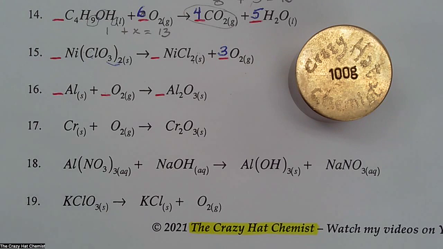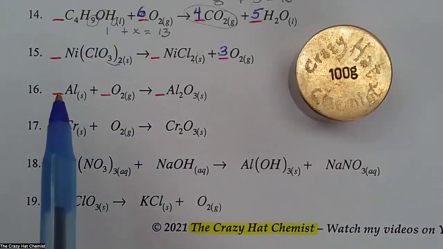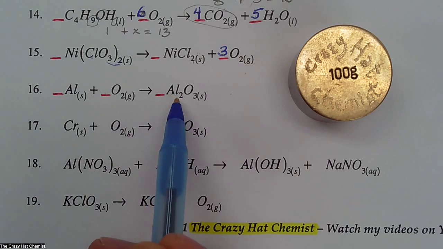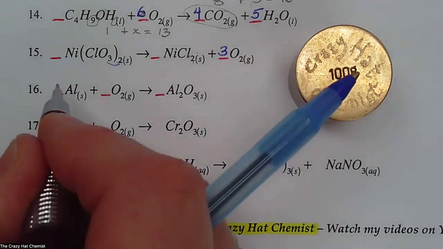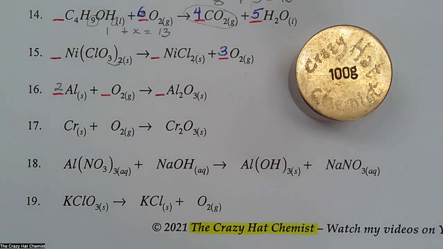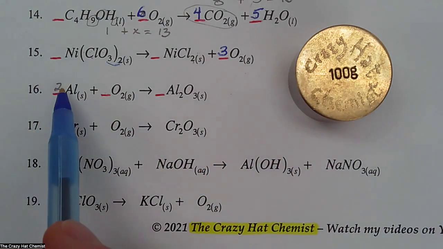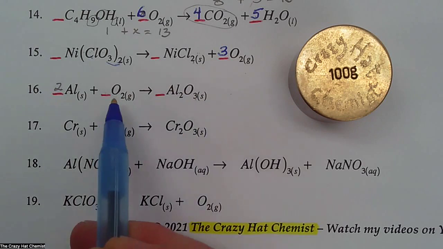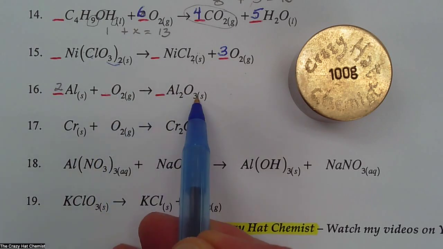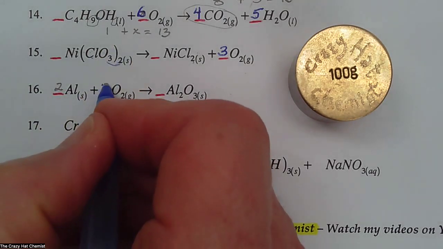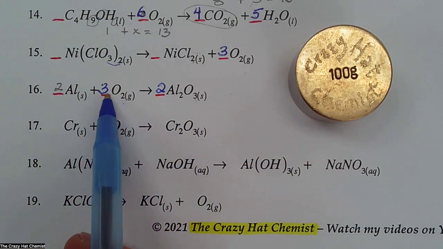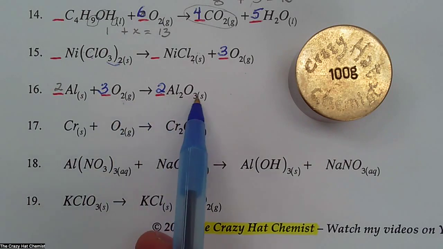All right. So let's continue with problem number 16. We have 1 aluminum on the reactant side and 2 aluminums on the product side. So I'm going to first place a 2 in front of that aluminum right there. That would give me 2 aluminums on both the reactant and product side. Then there are 3 oxygens on the product side and 2 oxygens on the reactant side. So the greatest common factor between the 3 and the 2 is a 6. So I'm going to place a 3 here and a 2 here. Now that's 6 oxygens on the reactant side and 6 oxygens on the product side.